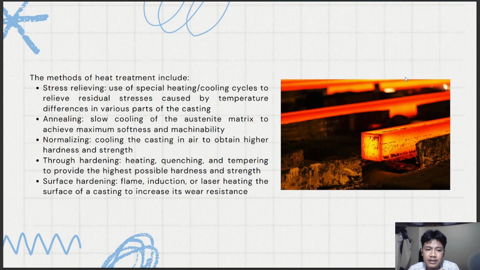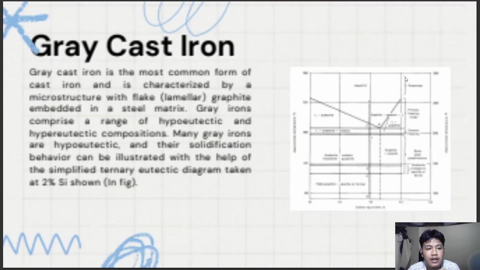The methods of heat treatment include stress relieving, annealing, normalizing, hardening, and surface hardening. We can see the explanation of each method in here.